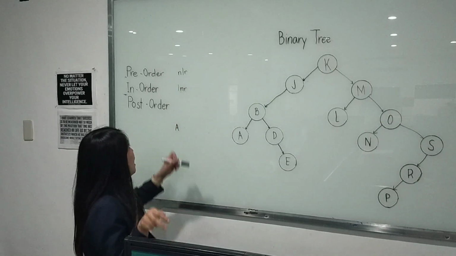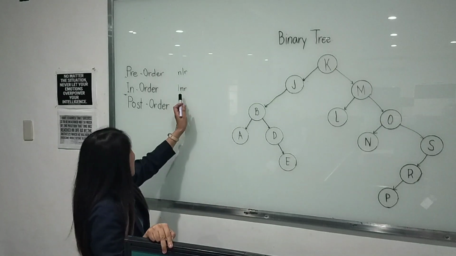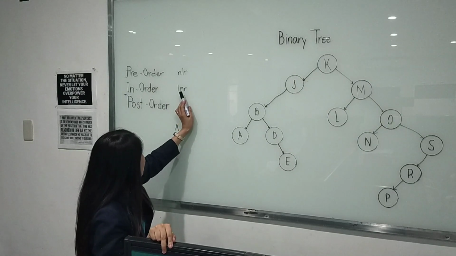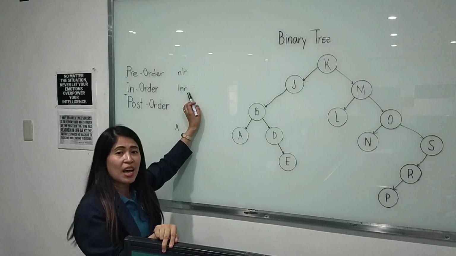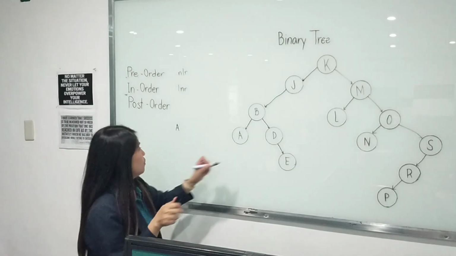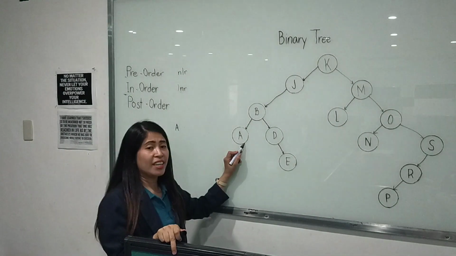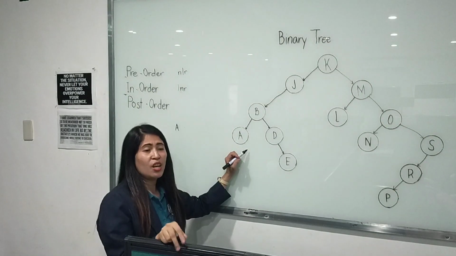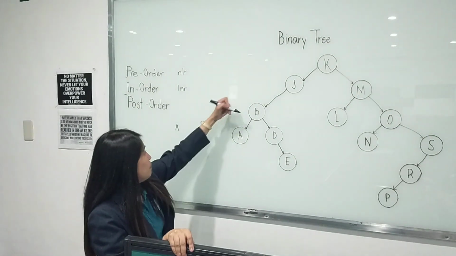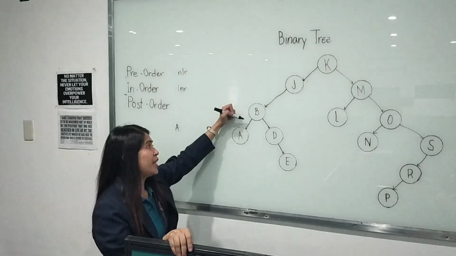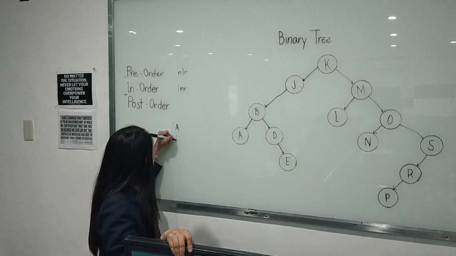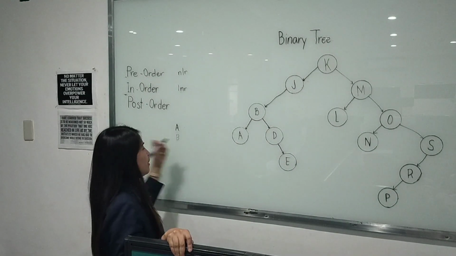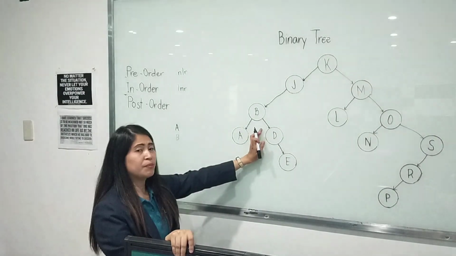And then, as the policy, after we visited the nodes, we will visit now the right subtree. So we will visit the right subtree of the A, and since we hit the base case, we will go back to the B. And this time, we will print the B. Then after that, we will visit the right subtree of B.